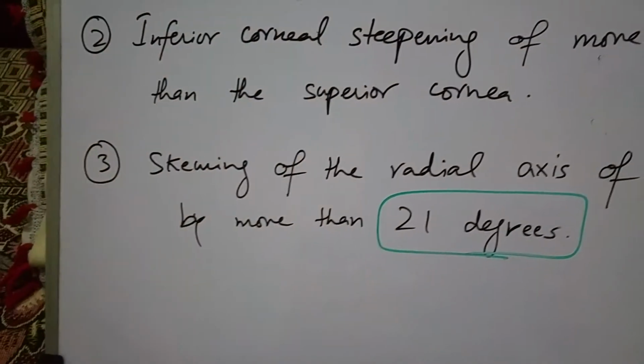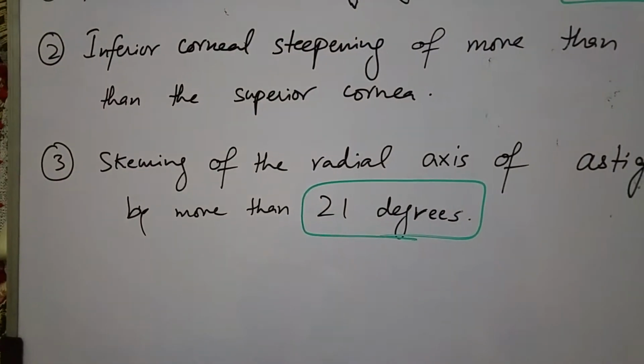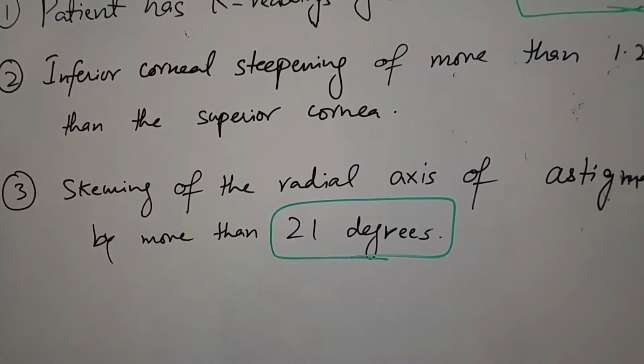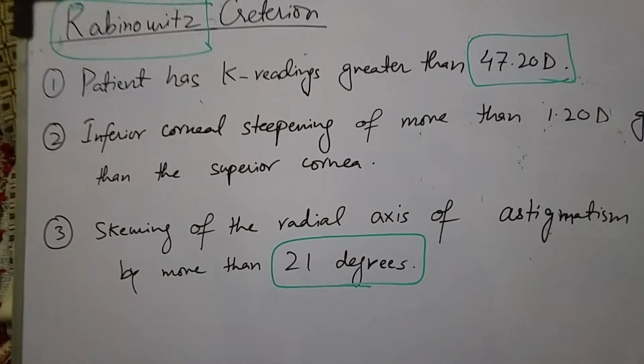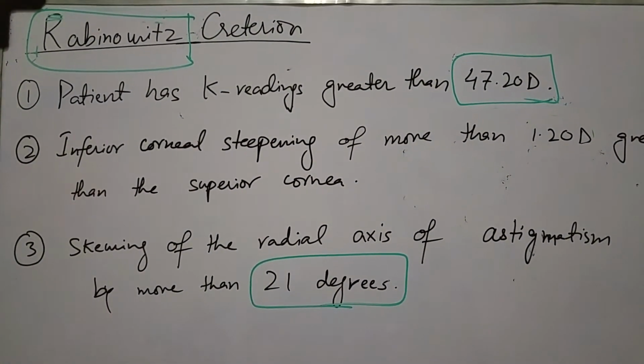And number 3 point is skewing of the radial axis of astigmatism by more than 21 degrees. So if someone fulfills these 3 points, then he has keratoconus according to Rabinowitz criteria.